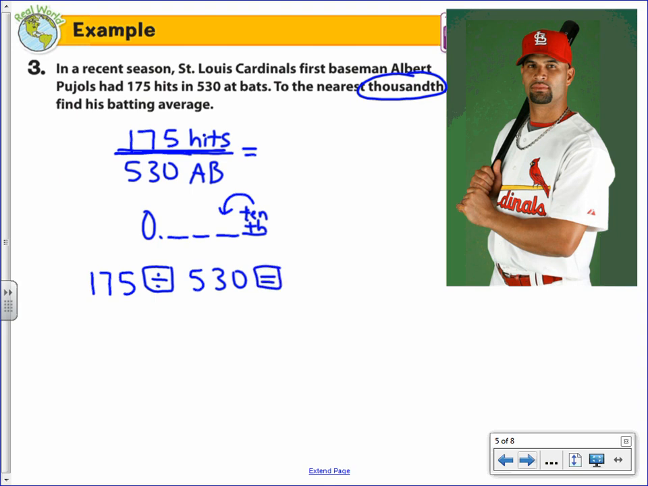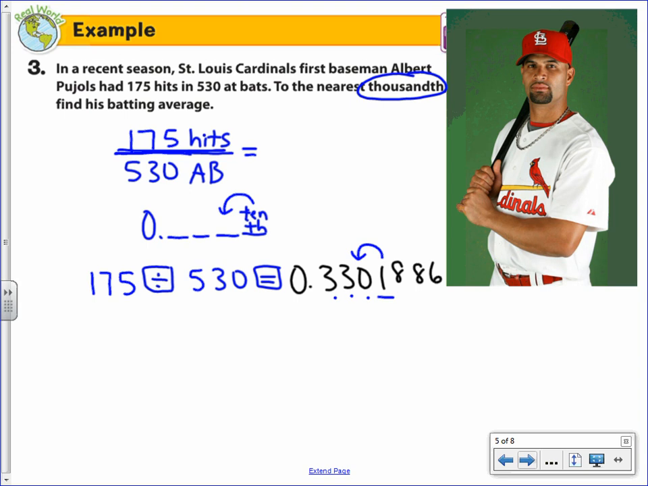And what I have here is a number that goes on and on and on. 330, 1886. Well, as I said in the problem, I only need to go to the 10,000th place, 4 places over. 1, 2, 3, 4. This one is going to determine how we round that 0.